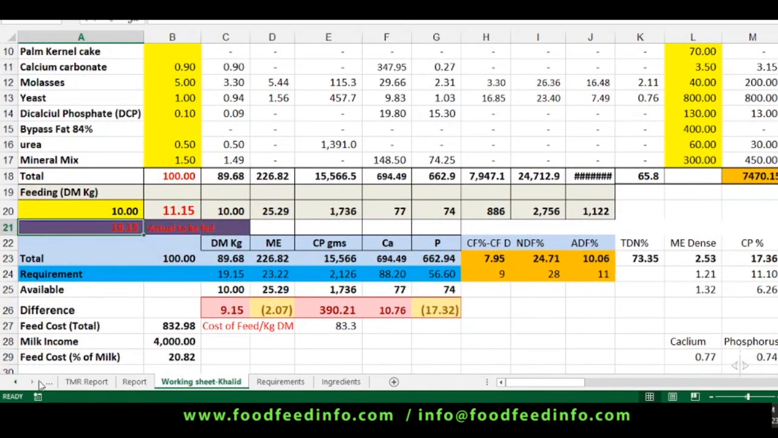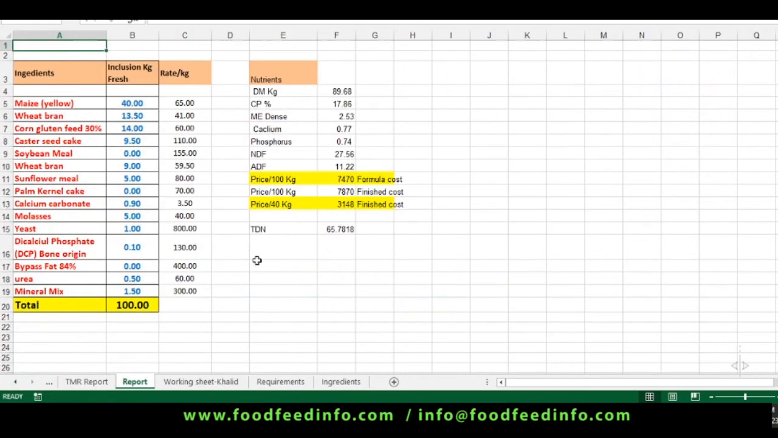Now you can go for the report. Here you can generate the report. You can simply print it, and you can hand it over to the person who wants to formulate the diet. Then comes the TMR.